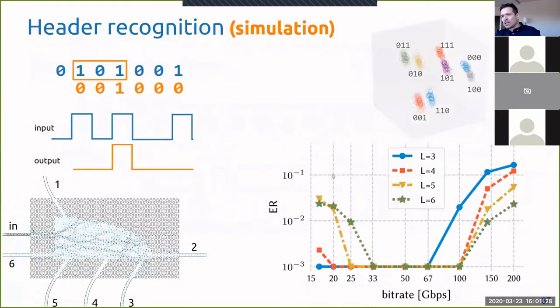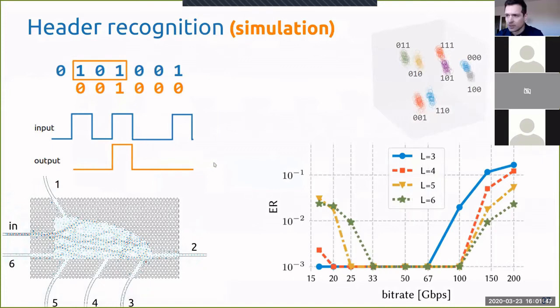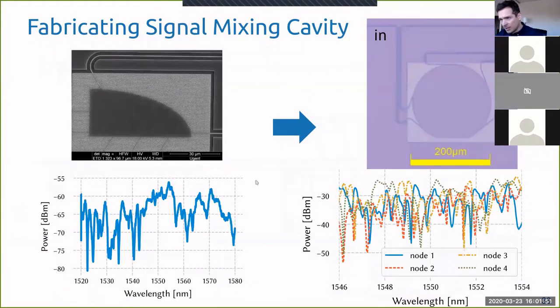So when we do the header recognition task, we see that we can, in simulation at least, recognize up to 6 headers of length 6. So we can go to 6-bit headers. We also see, for example, for 3-bit headers, quite nice separation here. And so these are all quite promising results. So this gave us the motivation to actually go fabricate these cavities.